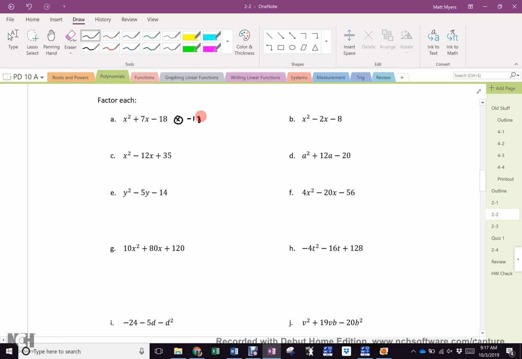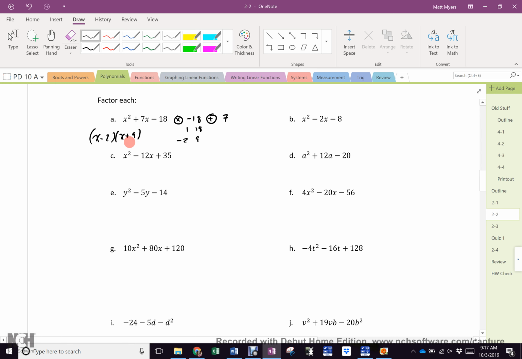Negative 18. What do I need to add to? 7. Is it 1 and 18? No. Is it 2 and 9? Yes. How will 2 and 9 make 7 and negative 18? 9 minus 2, right? So our answer is x minus 2, x plus 9.